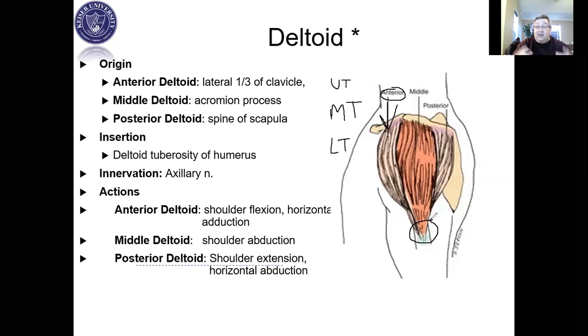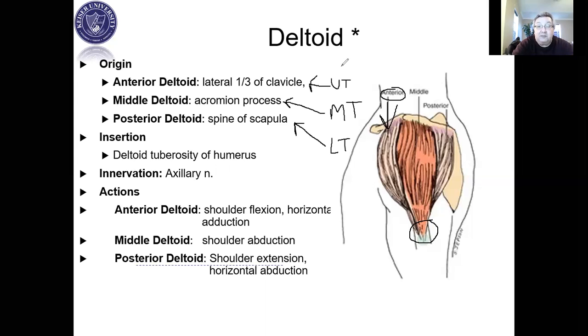If you forget, make that correlation, because you only have to know one insertion point, because they all insert into the deltoid tuberosity. So again, the anterior deltoid has an origin at the lateral third of the clavicle. The middle deltoid has an origin at the acromion process, and the posterior deltoid has an origin at the spine of the scapula.